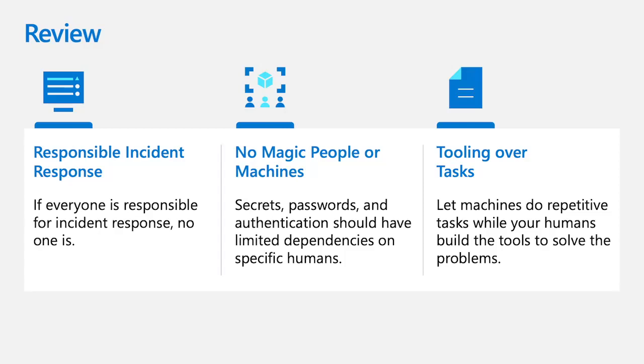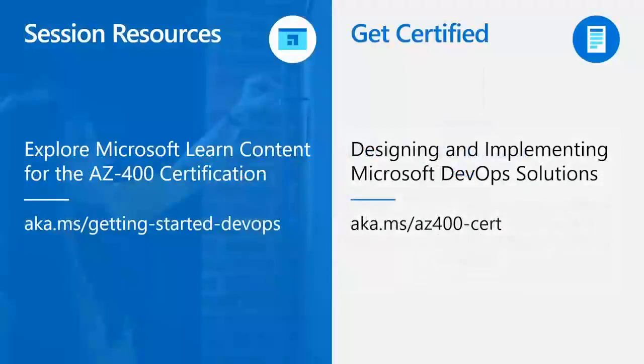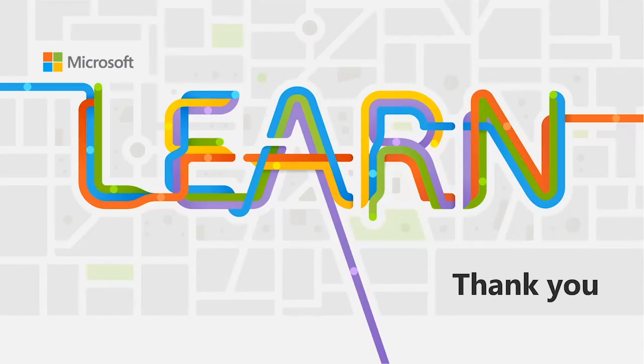Now, for all of the resources for our session, you can check out Microsoft Learn. Again, this is a really great place to get hands-on material. You can actually even check out training for the AZ-400 certification. You can head on over to aka.ms/getting-started-DevOps, and then you can even get certified. There's actually designing and implementing Microsoft DevOps solutions certifications. If you want to learn more about that, that's at aka.ms/az400-cert.